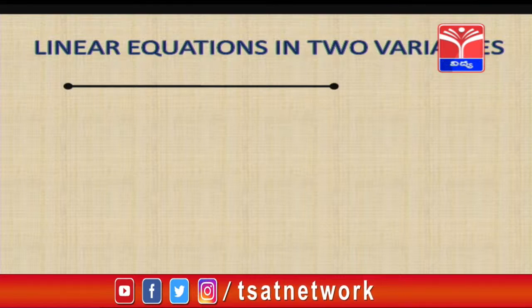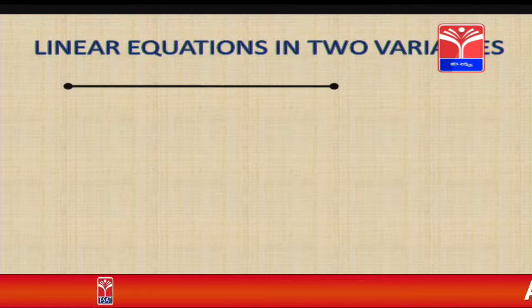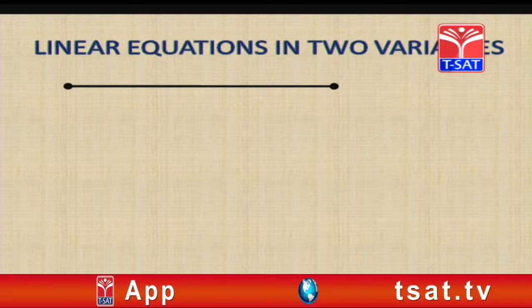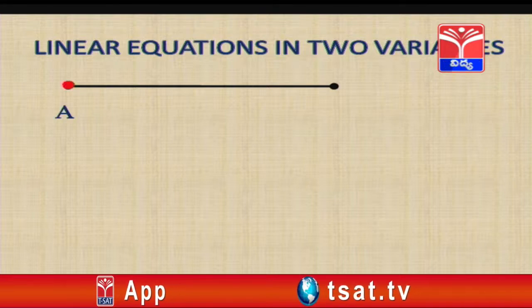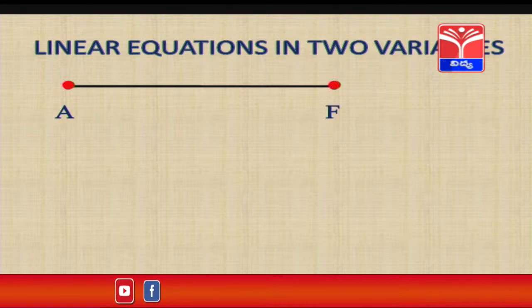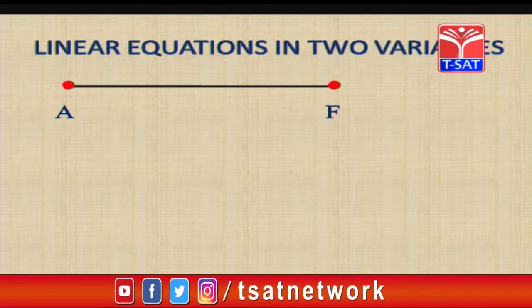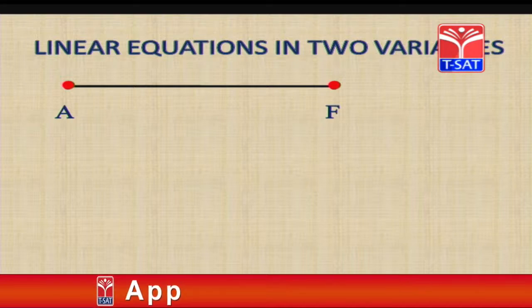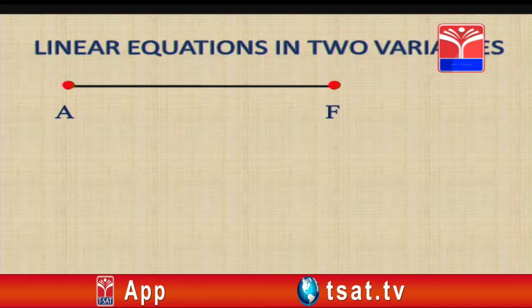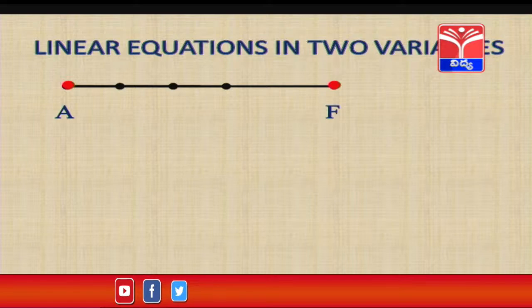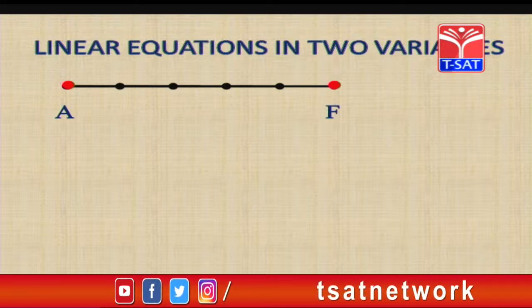What is this children? This is a line segment. You are able to see there are two endpoints for it. Let me call the first one A, the last one F. Now, let me divide this line segment into some parts. I want to divide it into 5 equal parts. First part, second, third, fourth, and automatically we can say fifth part.